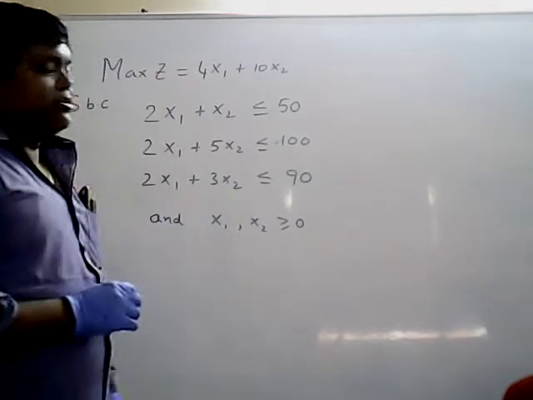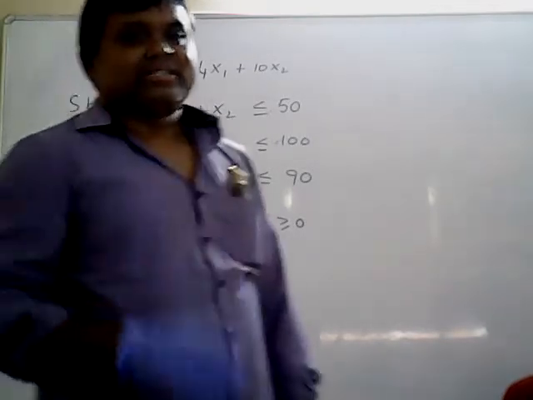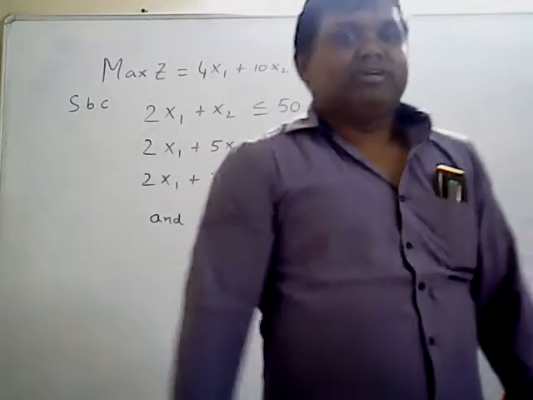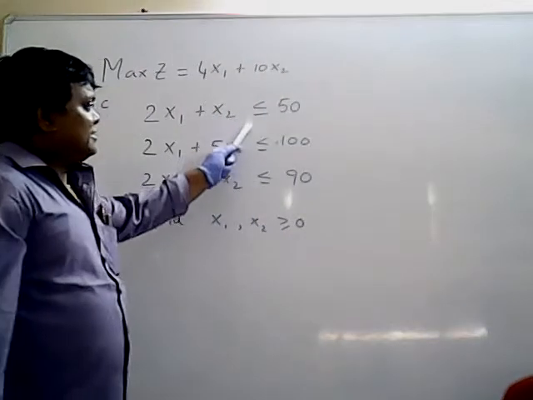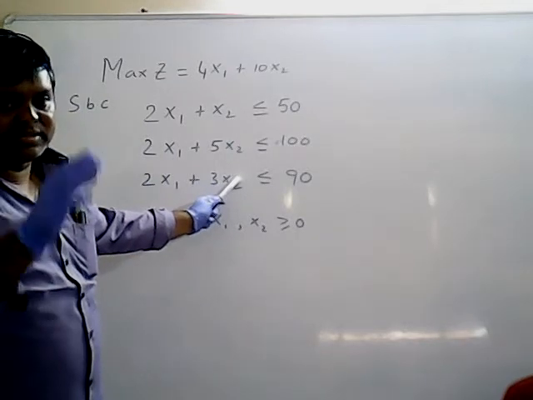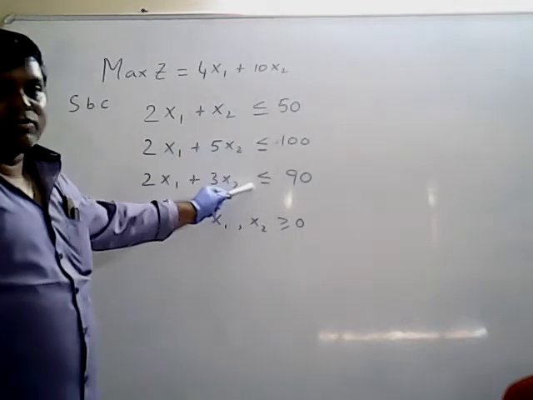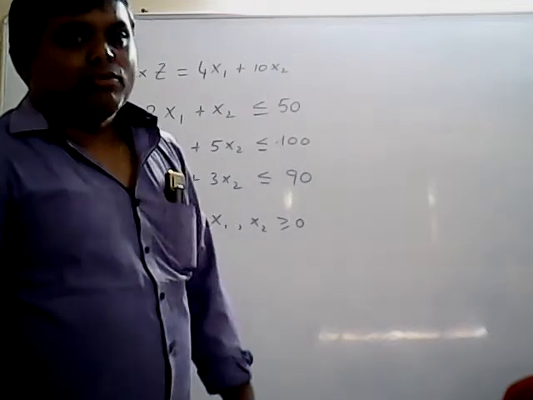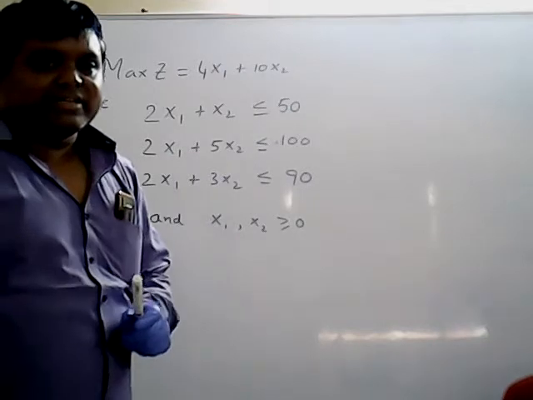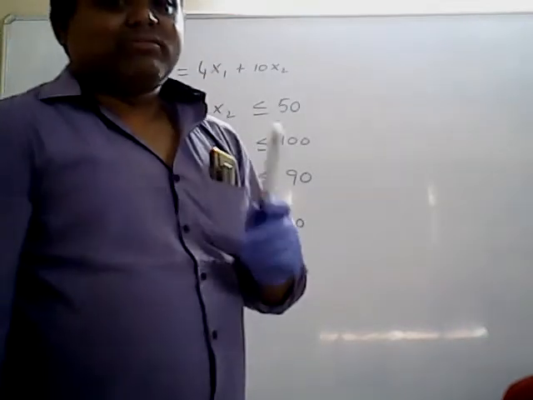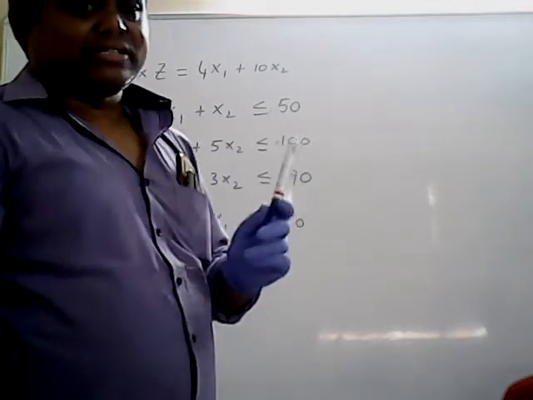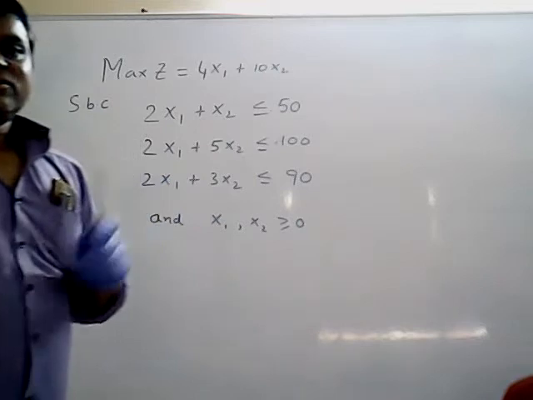Slack variables are used only for less than equal to type constraints. For greater than equal to type constraint, you require surplus variables. Here, how many less than equal type constraints are there? Ordinary simplex method means all are less than equal to only. So how many less than equal type constraints are there? 3. That means how many slack variables are required? 3. Why you require slack variable? Slack variable is added or subtracted? Added. Why you require slack variable? To convert the less than or equal to constraint into equality constraint.